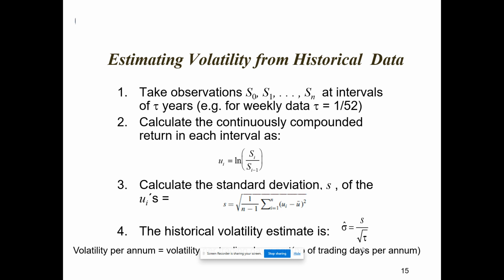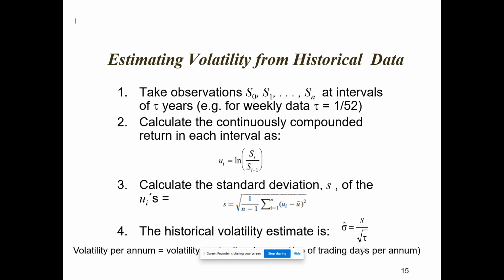Now, how do you estimate volatility? Estimating volatility is done from historical data. So you take observations S0 up to Sn over a period of time. It could be years, it could be months, it could be days. In this particular case, it says tau years. It could be weeks as well.